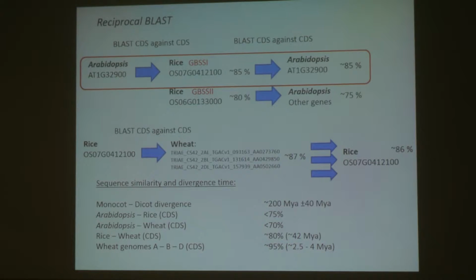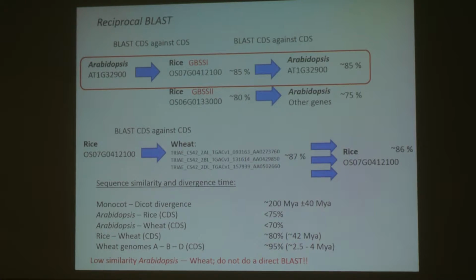conserved function in metabolism. And just to mention, the wheat genomes are about 95% similar to each other, and just to say again, if you look for Arabidopsis to wheat, it's a low similarity of about 70%, so it's really hard to tell whether the gene you get back from wheat would actually be the real ortholog of Arabidopsis.